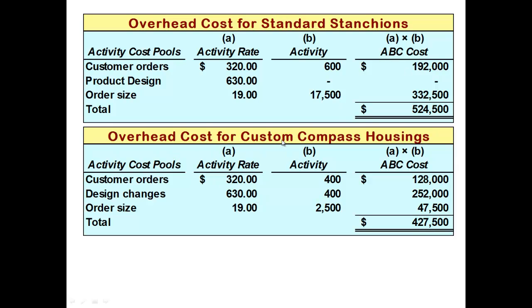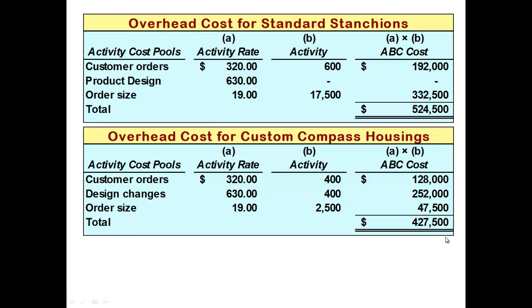For the overhead costs that we're going to assign to Custom Compass Housings, we're using the same activity rate for customer orders, but there were only 400 customer orders. Multiply the 400 times the 320 and you get $128,000. When you look at each of the cost pools, the customer orders, the design changes, the order size, you multiply the rate times the activity, you get the total cost associated with this product.